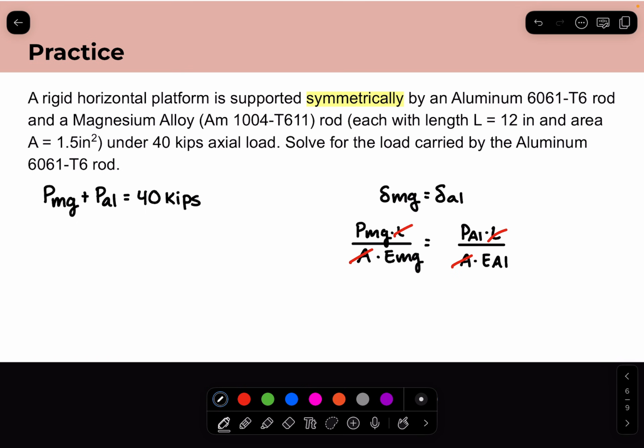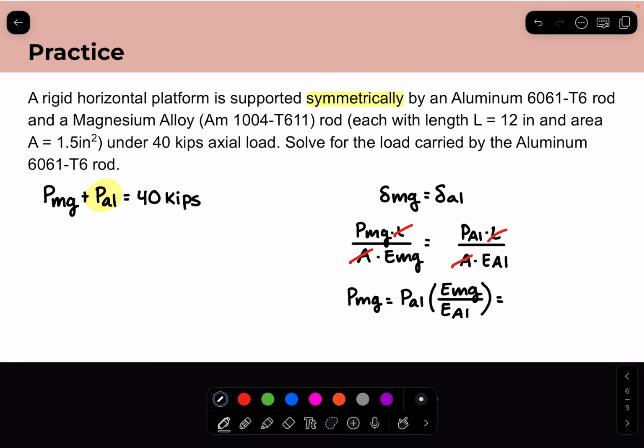And now what we have here is two unknowns and two equations. So we should be able to solve for P aluminum. This is what we're looking for. This should be our solution. Let's solve for P magnesium in terms of P aluminum. So P magnesium is going to be equal to P aluminum times the Young's modulus of magnesium divided by the Young's modulus of aluminum.